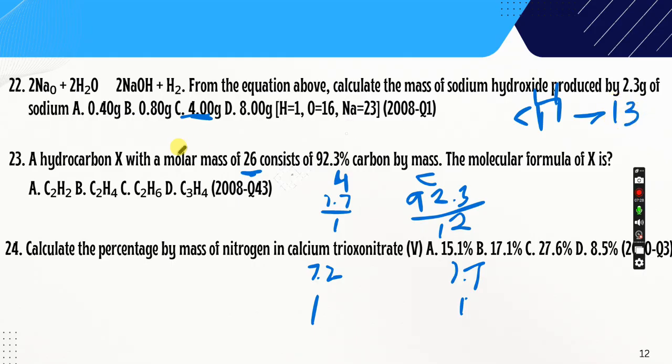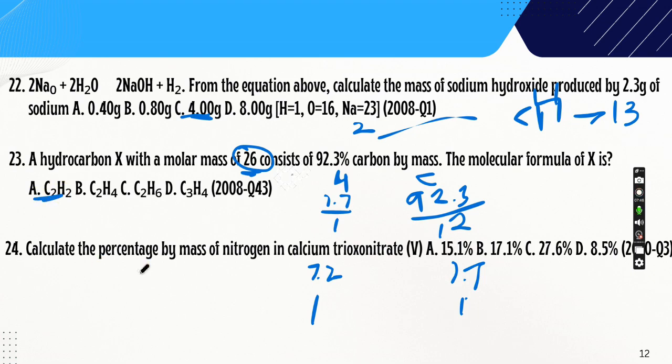By the time you divide the molecular mass by the empirical mass, that will give you 2, which is the value of N. And by the time you multiply these two with this, it is going to give you C2H2, which is option A. And that's our answer.